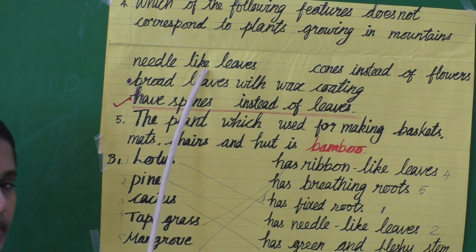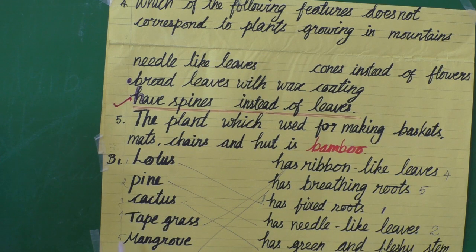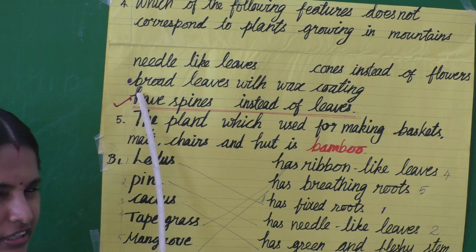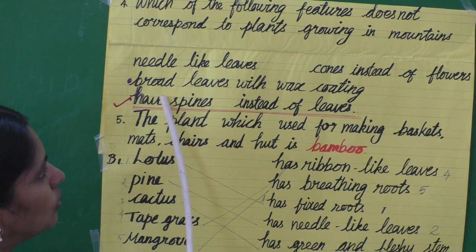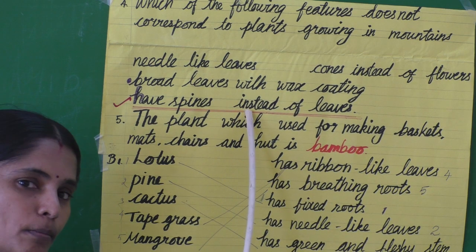Needle-like leaves are a character of mountain plants. Cones instead of flowers, yes, that is also a mountain plant character. Then broad leaves with wax coating. See here, a few plants, like jackfruit trees, have broad leaves. So a few plants in mountain regions also have broad leaves. So this also belongs to the character of mountain trees.